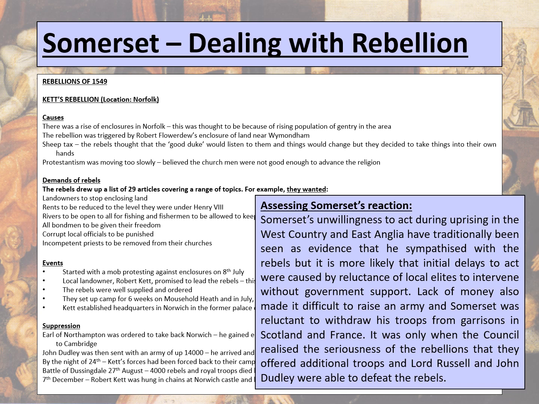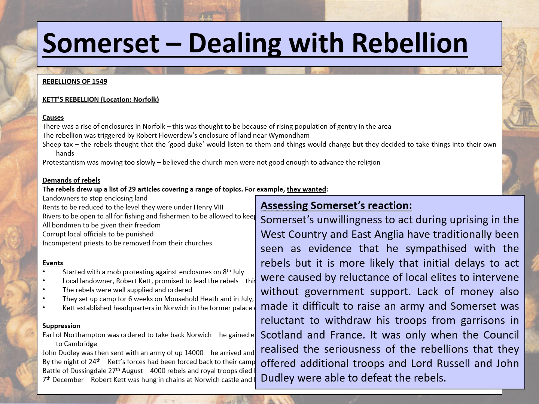What I then like to look at with you is just assessing Somerset's reaction in both of these rebellions, because the rebellions themselves didn't directly lead to Somerset's downfall, but they certainly contributed to it. Now, many people throughout history have seen Somerset's unwillingness to act during these uprisings as evidence that he sympathised with the rebels, that he cared about their concerns, especially with the Kett Rebellion and enclosures being their primary concern.